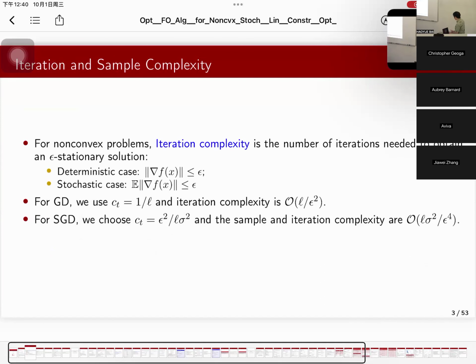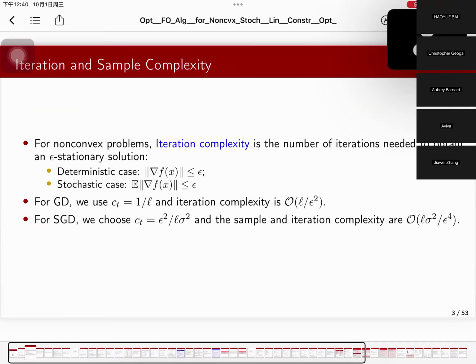Okay, so let's look at the basic convergence results for GD and SGD. We focus on nonconvex optimization problems, so we try to find epsilon-stationary points. For GD, we usually choose constant step size 1 over L, where L is the Lipschitz smoothness constant. If we choose constant step size, then we can have iteration complexity of order 1 over epsilon square.